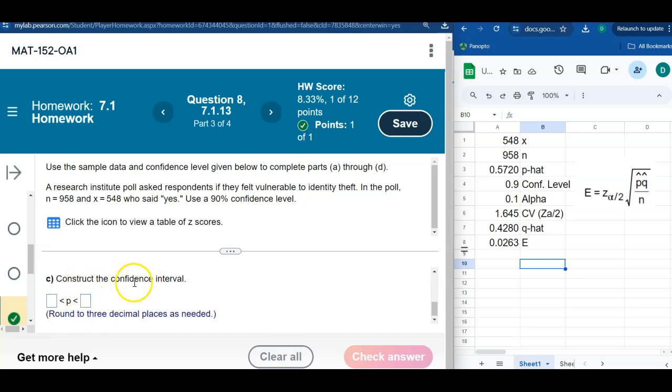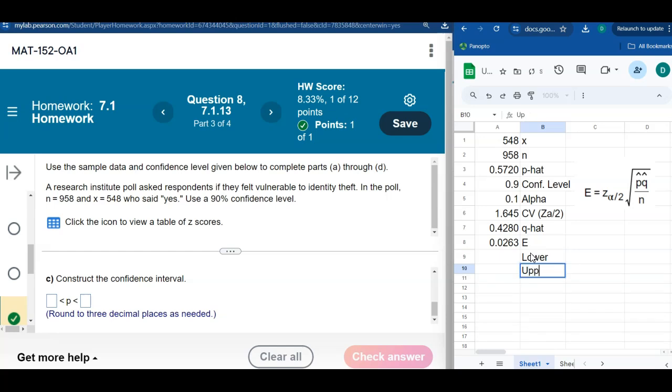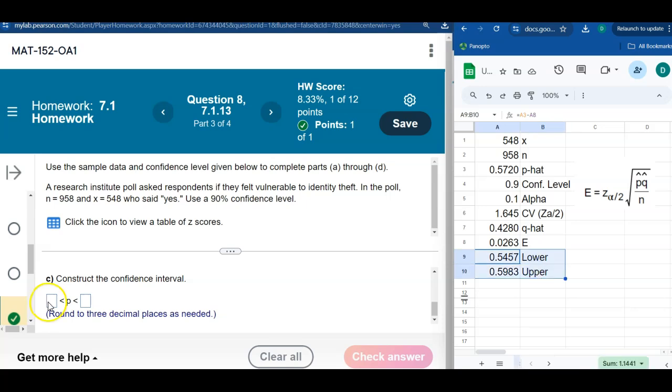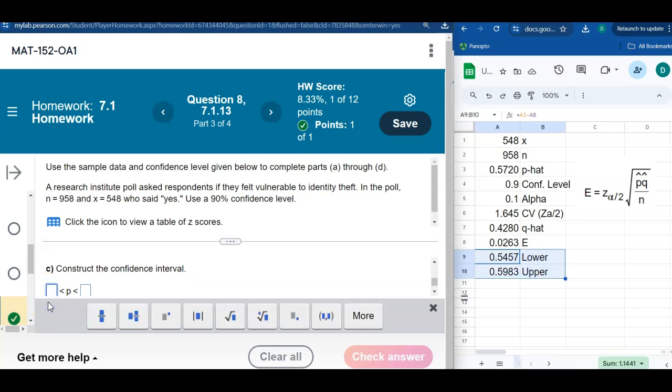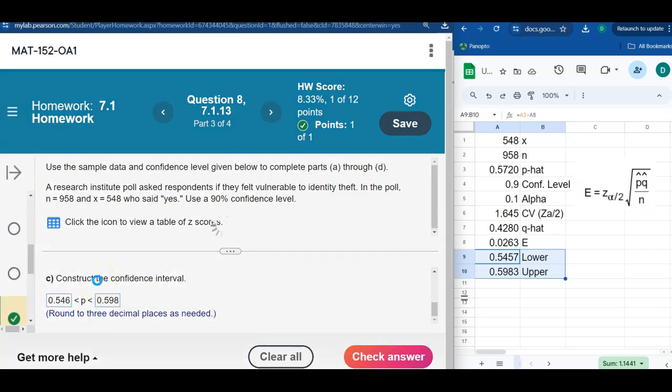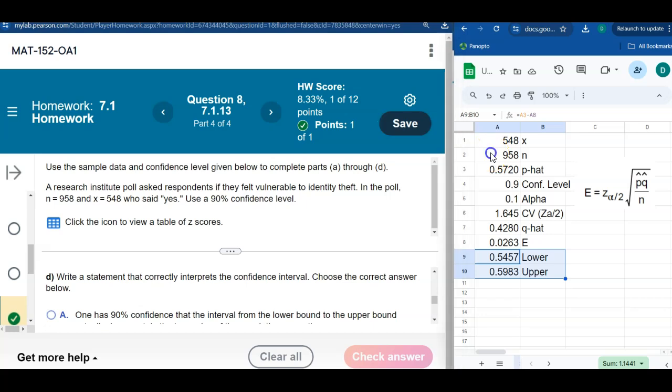And then it wants to know the confidence interval. To get the confidence interval, we make 2 numbers. We call one the lower number and the other the upper number. The lower number equals P hat minus the margin of error. The upper number equals P hat plus the margin of error. And so there is my confidence interval. I'm rounding these to 3 places again, so just be careful rounding: 0.546 and 0.598. Just take your time going through there.